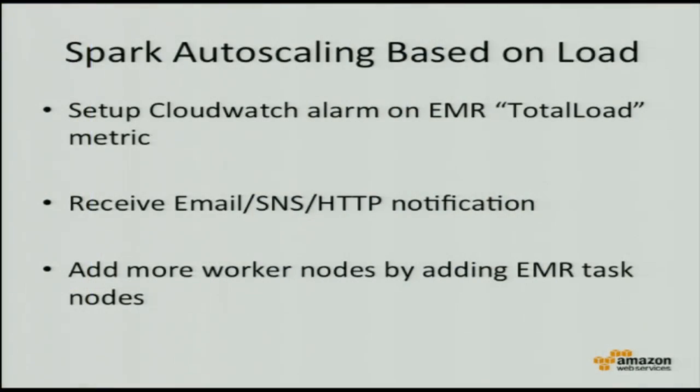So in the context of Spark, what you could do is set this up on a total load metric on EMR and get an SNS notification. Let's say you're doing some sort of Spark processing, CPU utilization goes high, you get that notification. Once you get that notification, go add more nodes to your cluster. You can automate this completely, but for now, it's either email or SMS.